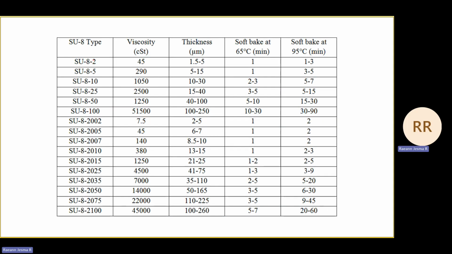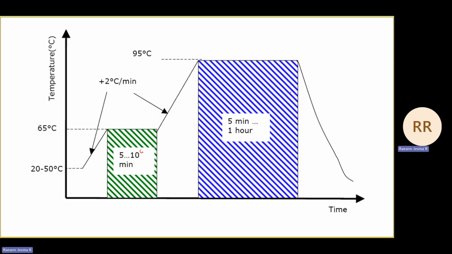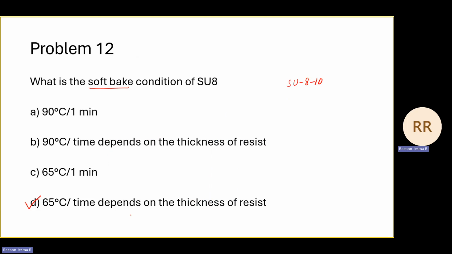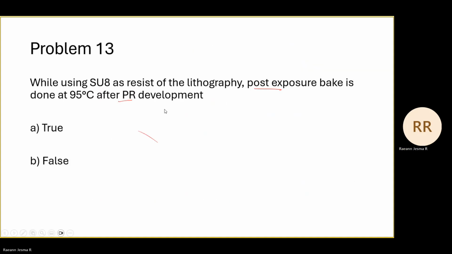And here you can see that there are various types of SU8 resist. So SU8 2, SU8 5, 10, 25, and so on. And here you can see the thickness of the photoresist. So the thickness is varying. And one important thing that you can see is that as the thickness of your resist is increasing, the time for which you are doing soft bake is also increasing. Okay. So the correct answer is option D, and we are soft baking at 65 degrees centigrade, and the time will depend on the thickness of the resist.